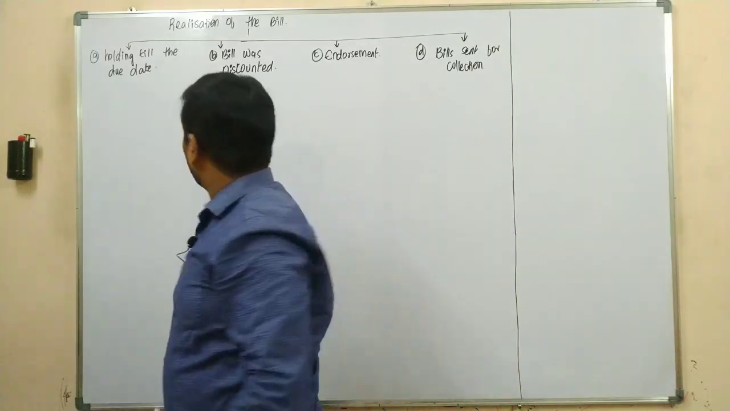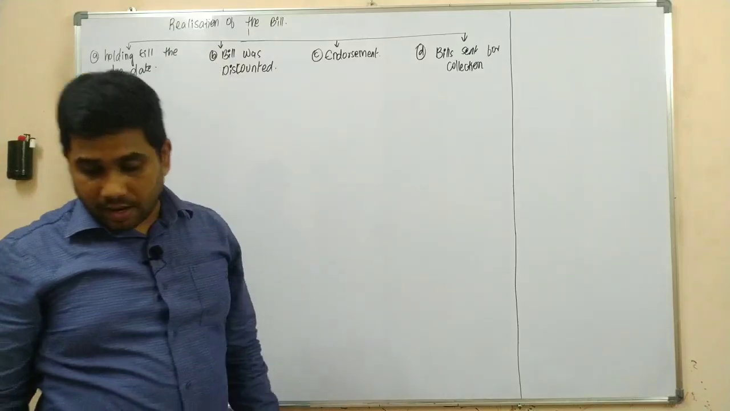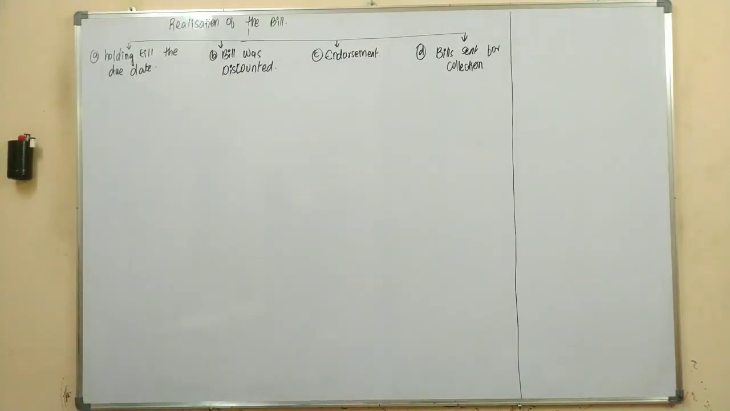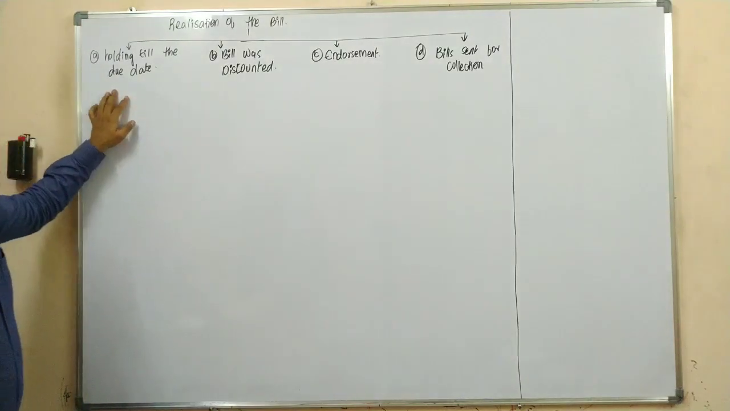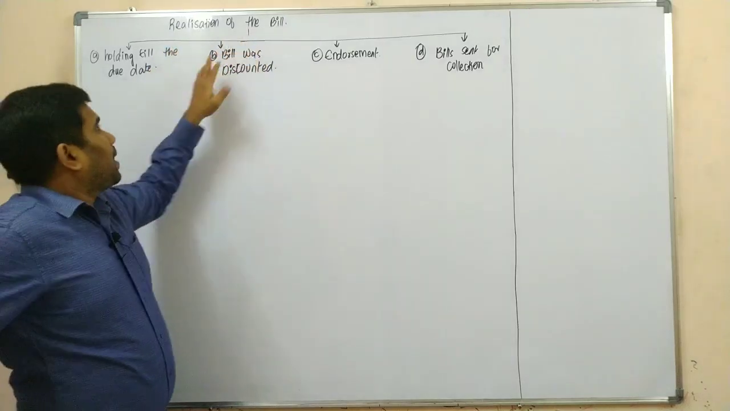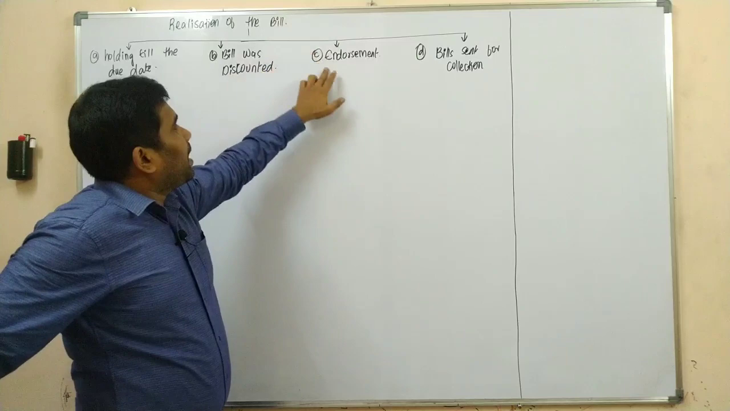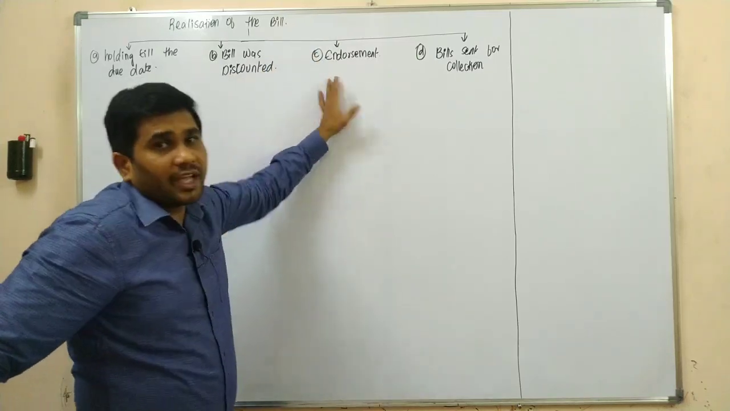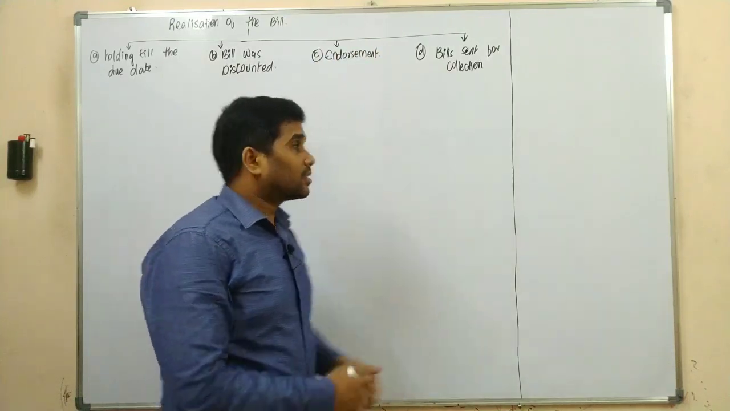Yes or no? So realization of a bill upon holding the bill till the due date, realization of a bill if it was discounted with the banker, realization of a bill if it was endorsed to the endorsee, realization of a bill if the bill was sent for collection.